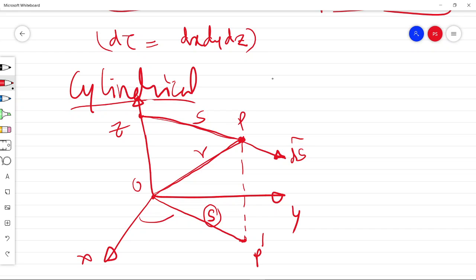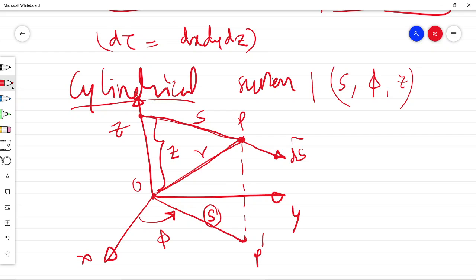Along with this, we define phi exactly in a similar way to the spherical polar system. Now the other coordinate is just this height z. This is how we define a cylindrical system: S, phi and z. Such a system is advantageous when we try to use problems involving cylindrical surfaces.